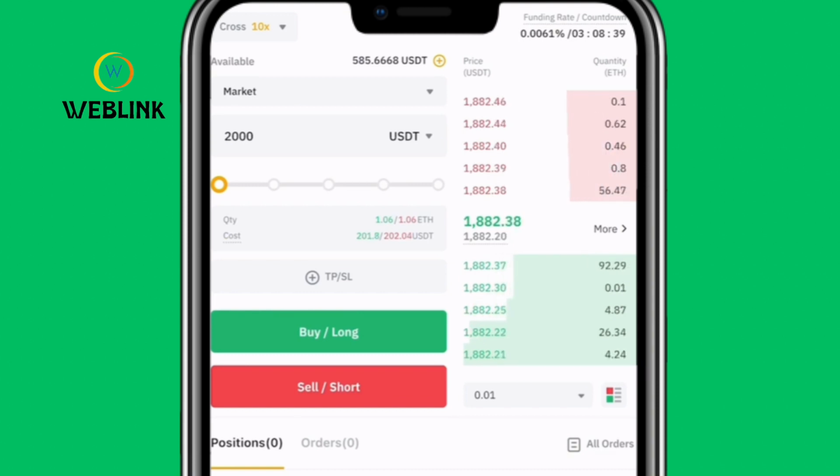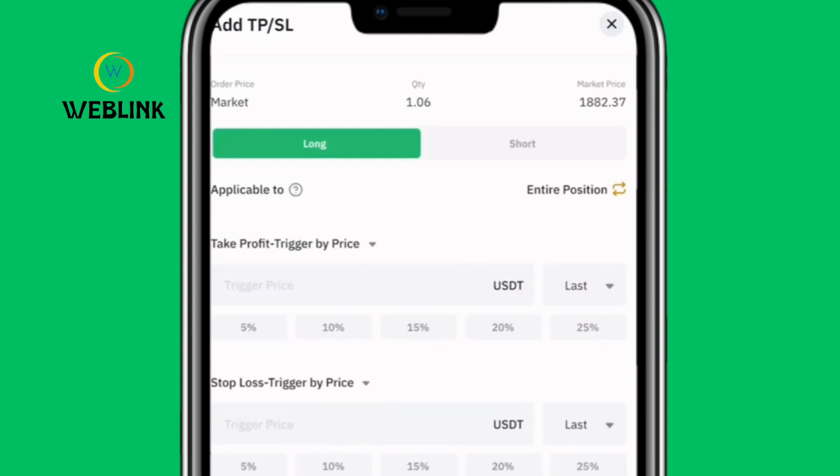So what you just need to do is to enter the amount of USDT you want to use for the trade. So let's leave it at $2,000. And then the next thing is, how do you set your take profit and stop loss? So you come here to where you have TP/SL. And then right here, you can set your take profit or your stop loss.